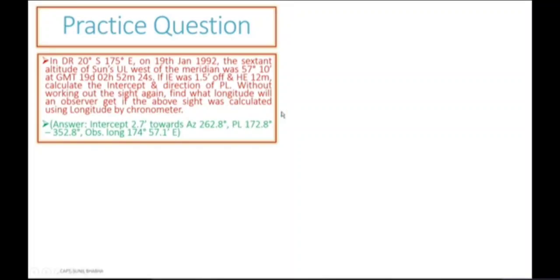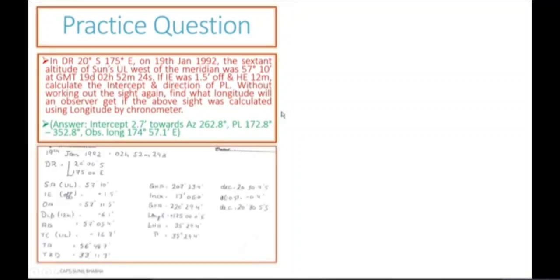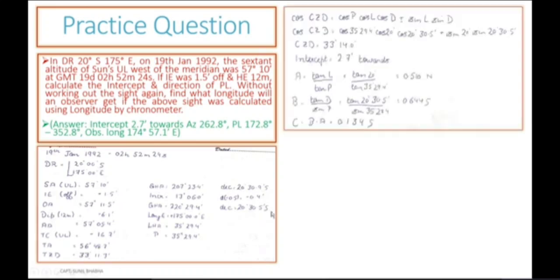So beta, this was the question which we had. Now the first part was a straightforward intercept calculation. So first we find out the corrected altitude, we get the TZD, we find the GHA and declination from the almanac, then we apply the intercept formula, and then we get the intercept 2.7 minutes towards.